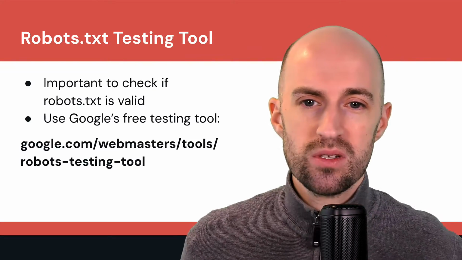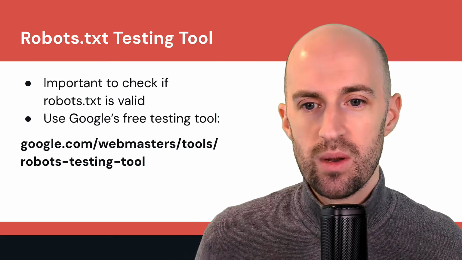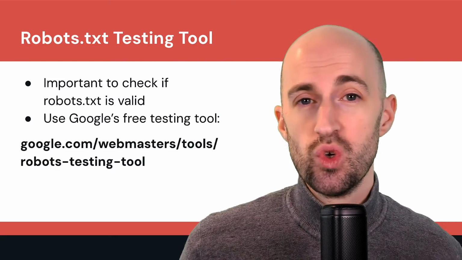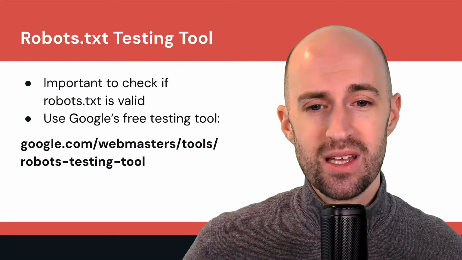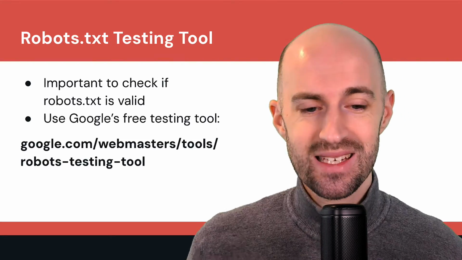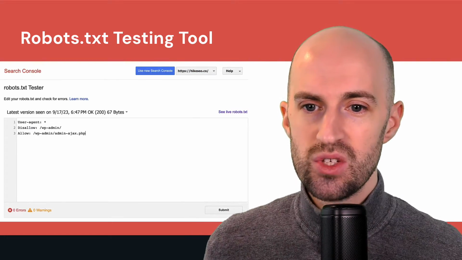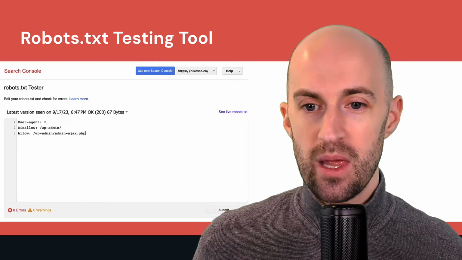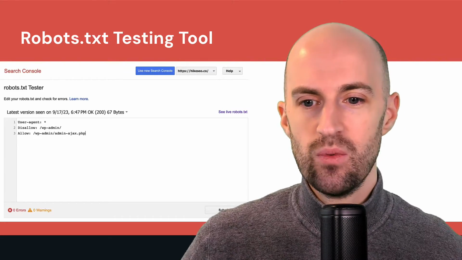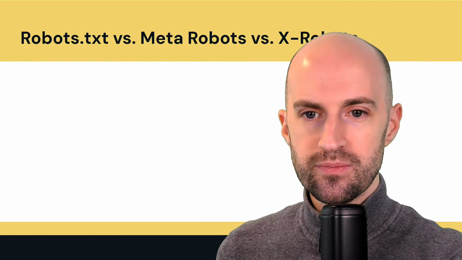So let's talk about testing the robots.txt file, to make sure it's valid. You want to make sure that you do that. You can use Google's free testing tool, google.com/webmasters/tools/robots-testing-tool. So here's an example of that. You go to your site and put your robots.txt there, and it will basically tell you if there are any errors or warnings in there.